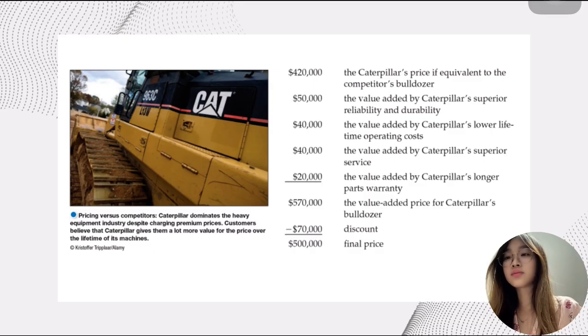The notes confirm this works. Caterpillar dominates heavy equipment despite premium prices because customers believe they deliver substantially more value over the machine's lifetime.